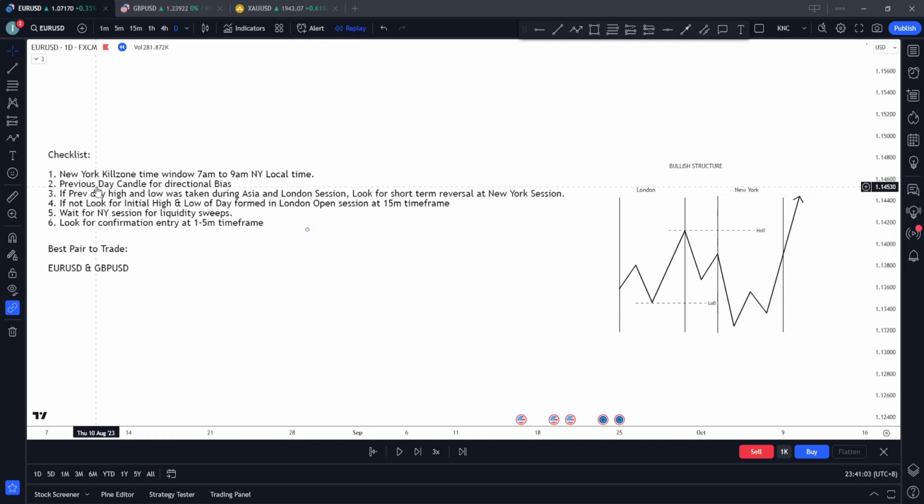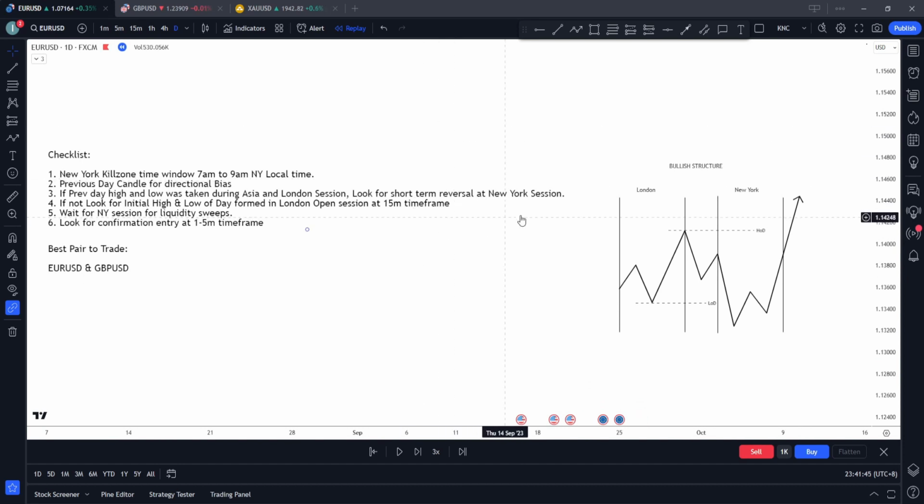Number two, previous day candle for directional bias. Number three, if the previous day high and low was taken during the Asia and London session, we look for a short-term reversal at the New York session. If not, look for the initial high and low of day formed in the London open session at the 15-minute time frame. Number five, we wait for the New York session for liquidity sweeps. Number six, we look for a confirmation entry at the 1 to 5 minute time frame. The best pairs to trade for me are always EUR/USD and GBP/USD.